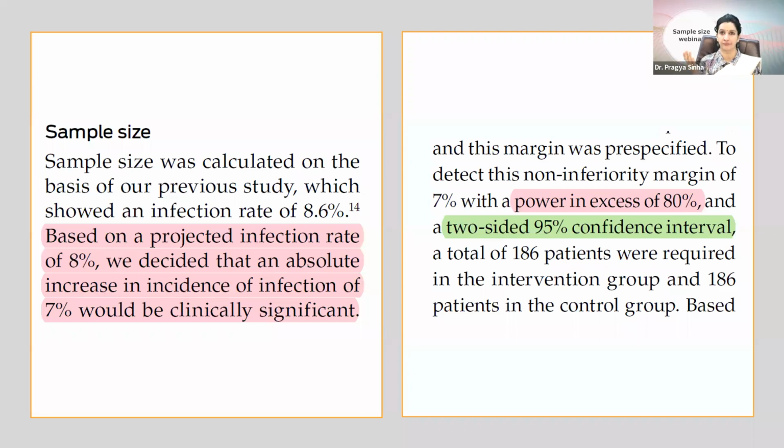And then, that means the existing rate is 8%. So maximum they can tolerate up to 15%. And the power was 80%. It was one-sided.